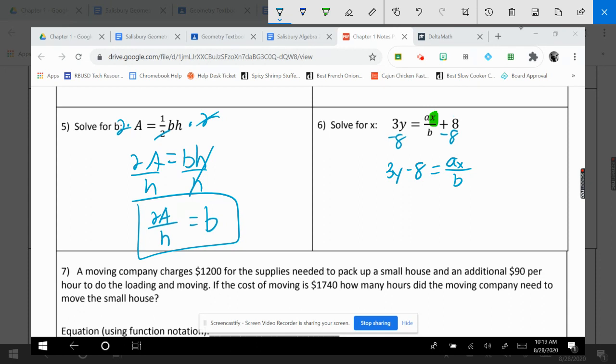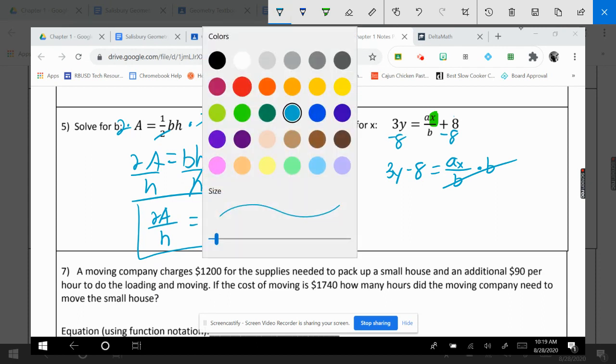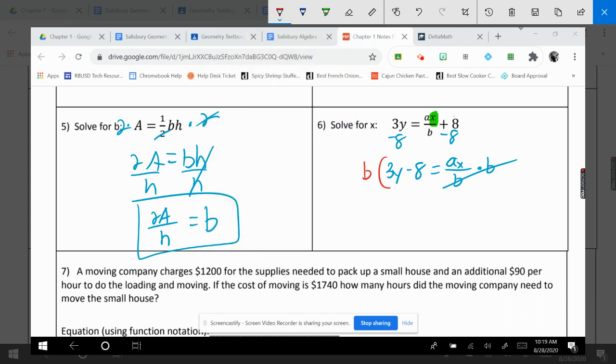Okay, still trying to get to the x, so I have to get rid of the b first. The a is attached to the x, so I want to get rid of what's not attached to the x. And if I multiply that by b, this whole thing has to be multiplied by b. So you can write this two different ways. You can either leave it like this, or I'm actually just going to distribute this across.